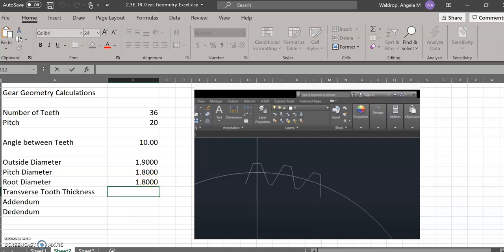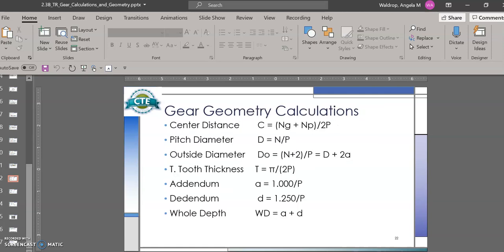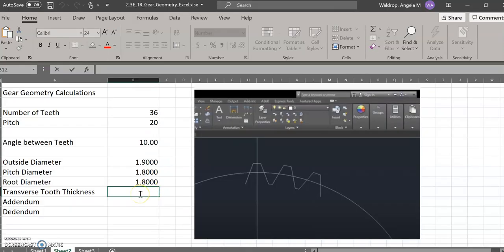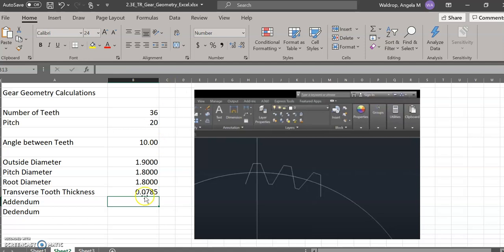All right, the transverse tooth thickness, I'm going back to my equation sheet here. The transverse tooth thickness is going to be pi divided by 2 times the pitch. So I'm going to do equals, pi, open, close. That's what I need to do to get the pi to pop up. Divided by 2 times the pitch. I'm going to close my parenthesis and then hit enter. And that's my transverse tooth thickness. That's basically the width of the tooth at the pitch diameter. Okay, so I'm going to need that dimension right there.